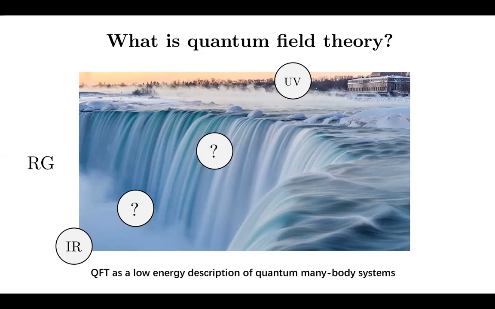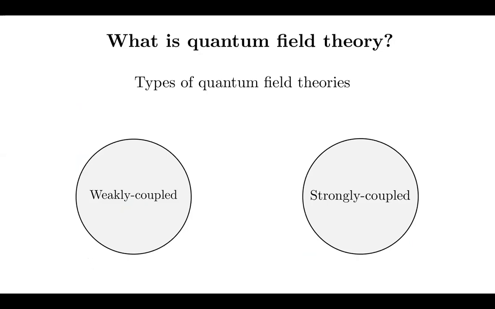So quantum field theory is really a language also for condensed matter physics and other aspects of physics. That is, it could serve as a low energy description of quantum many-body systems. There are many quantum field theories, and roughly speaking, there are weakly coupled quantum field theories and strongly coupled quantum field theories.